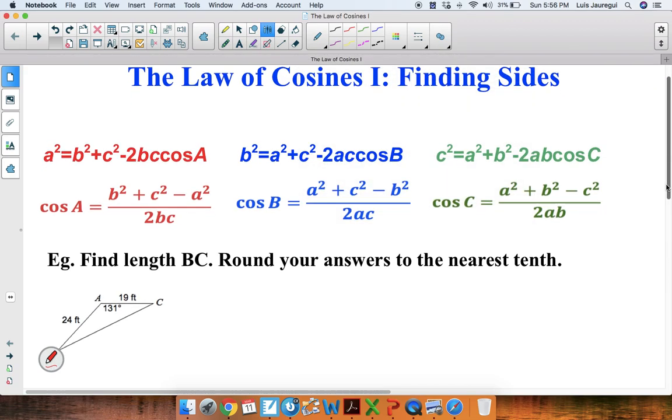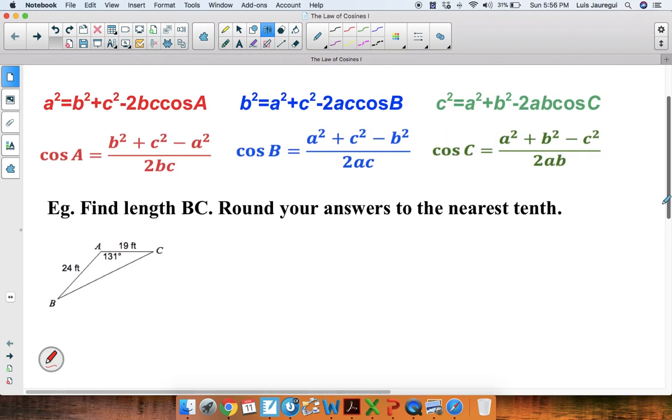The first thing I always recommend you do is let's go ahead and label the sides. So remember, the side across from angle A is what we refer to as side lowercase a. The side across from your angle B is what we refer to as side lowercase b. And the side across from your angle C is what we refer to as side lowercase c.